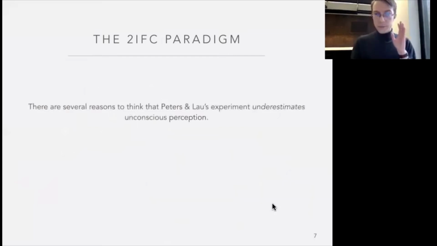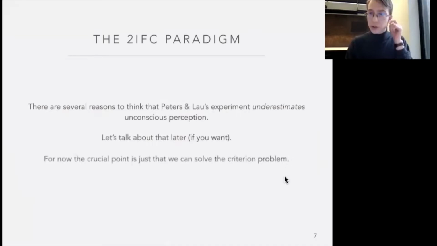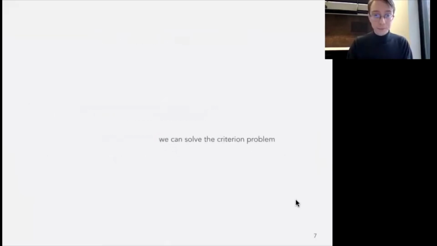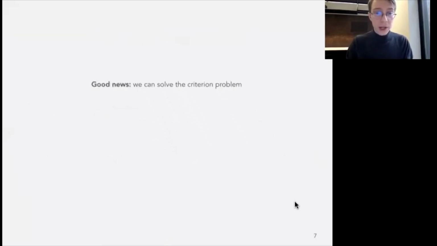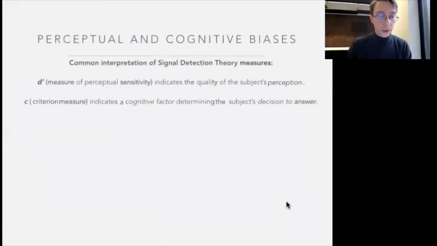So there are several reasons to think that this experiment underestimates unconscious perception. I've published some articles on that recently, but let's talk about that later. For now, the crucial point is just that we can develop these non-biased tasks in order to objectively assess unconscious perception. Okay, so the good news is that we can solve the criterion problem. The bad news is that the only paradigms that solve it have not found evidence for unconscious perception yet. And the second bad news is that there's a new criterion problem.